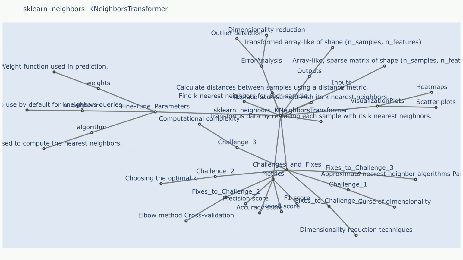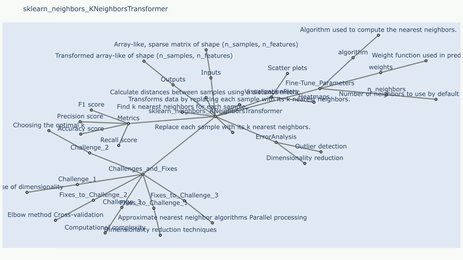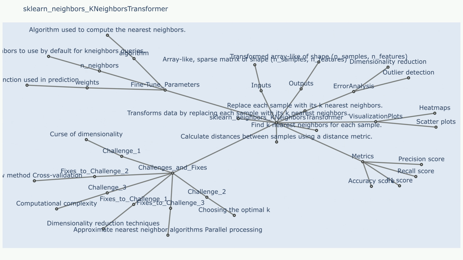Median: the median of the features of the nearest neighbors is used as the transformed feature. Max: the maximum of the features of the nearest neighbors is used as the transformed feature. Min: the minimum of the features of the nearest neighbors is used as the transformed feature. Metrics. No specific metrics are inherent to the neighbors transformer itself. However, you can evaluate the effectiveness of the transformation based on the performance of subsequent machine learning models, e.g. classifiers, regressors that use the transformed data.